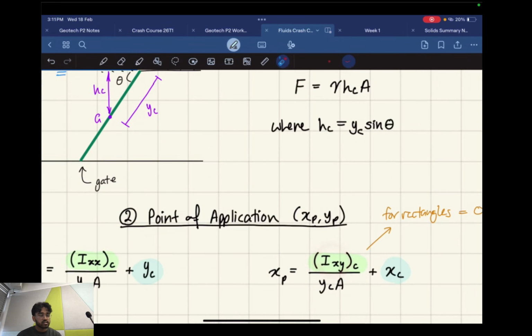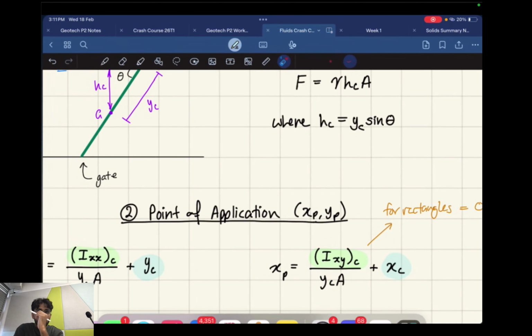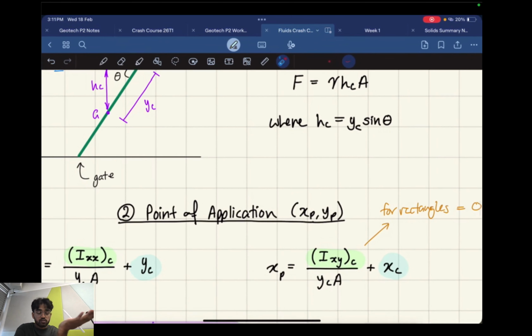You have IXY in this case, right? IXY is your product moment of inertia, which for rectangles is just 0. For circles, it's just 0. For ovals or ellipses, it's also 0. Triangles, I have no idea. I'm pretty sure the hardest they can ask you is a circle. They could ask a triangle as well, I'm not sure.